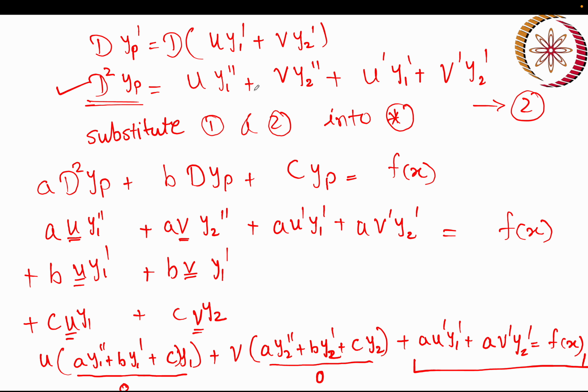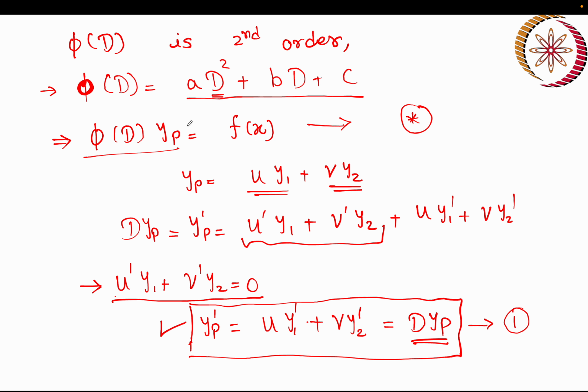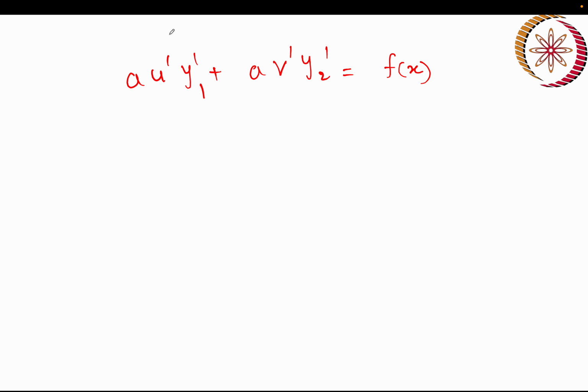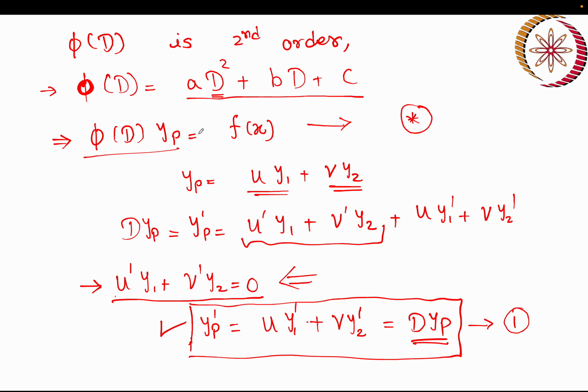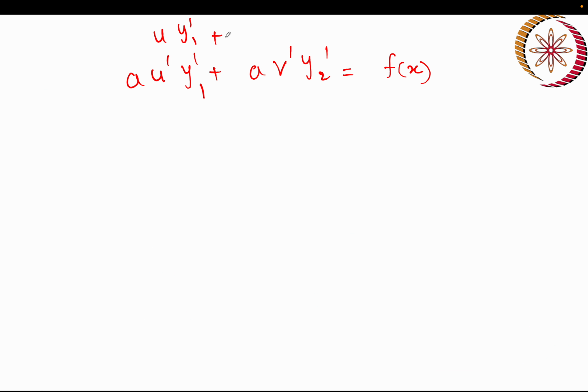Okay, so we have a u prime y1 prime plus a v prime y2 prime is equal to f of x. So this is one equation, and the next equation is the condition we have imposed: u prime y1 plus v prime y2 is equal to 0.